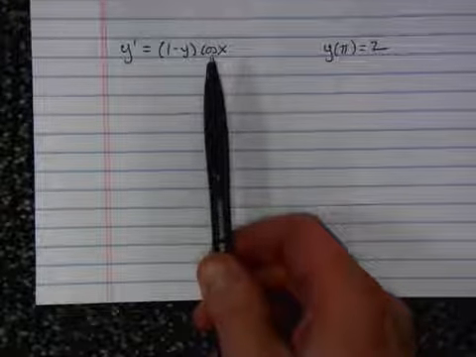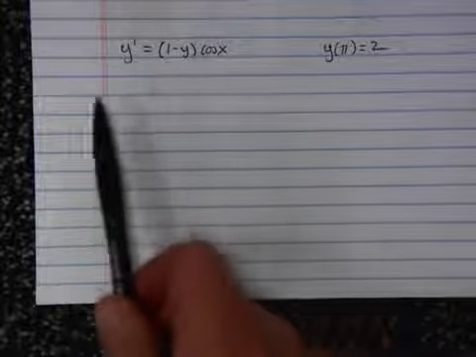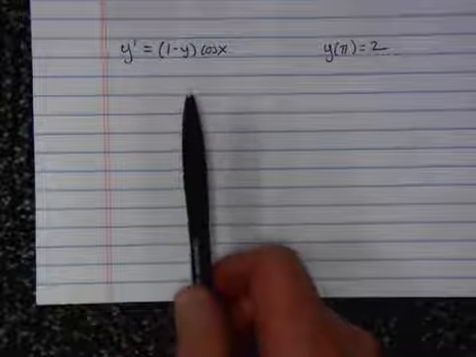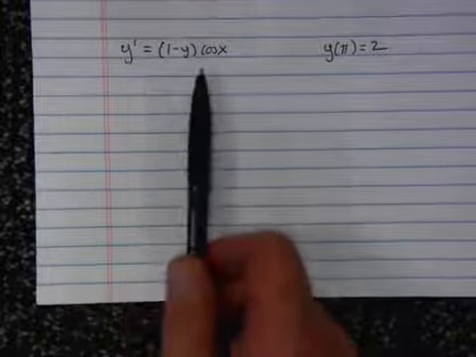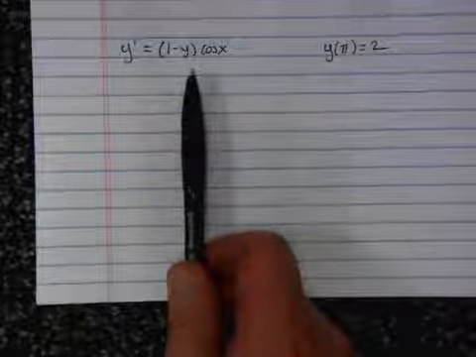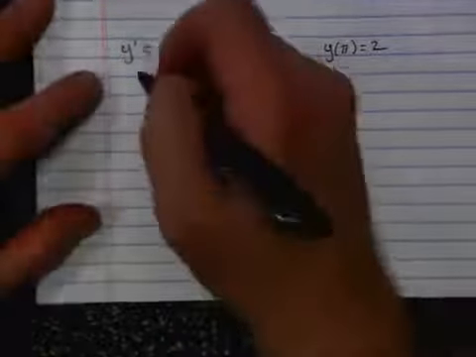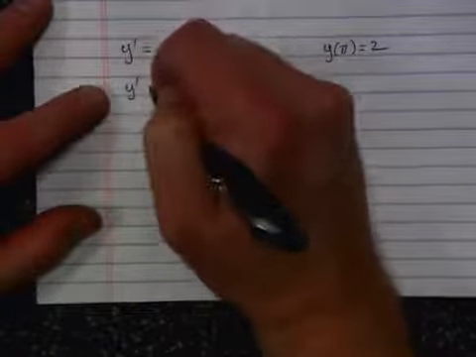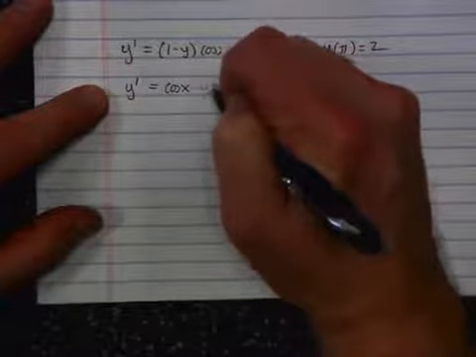So the reason I like this problem is that it's interesting because it can be done different ways. And we're going to see that's quite common with differential equations. Quite often they fit more than one format. This one is separable, but it's also linear. So I'm going to pretend that I didn't recognize that it's separable, and I'm just going to do it as a linear equation. So as a linear equation, I would write y prime equals cosine x minus y cosine x.